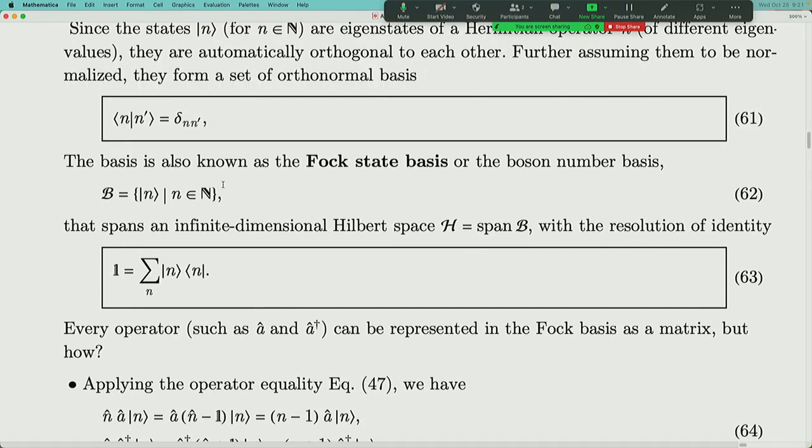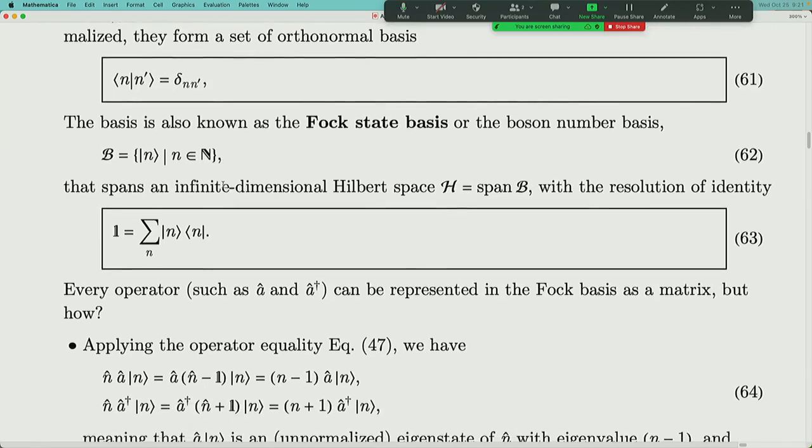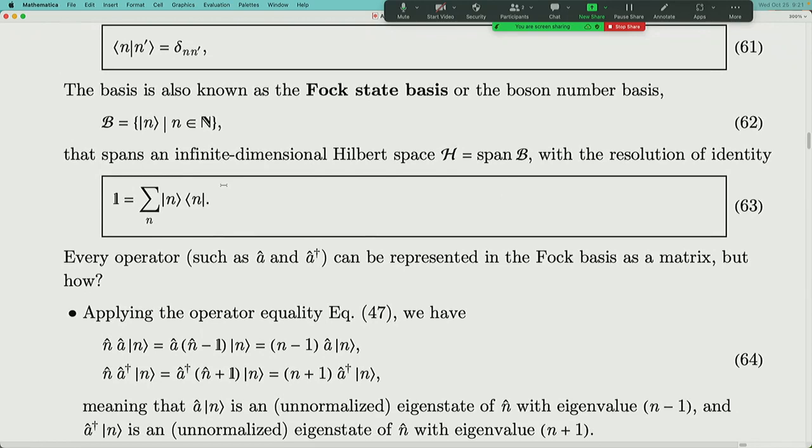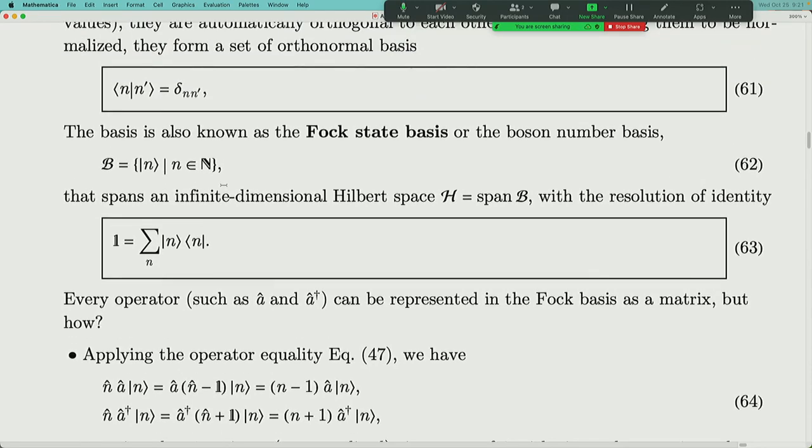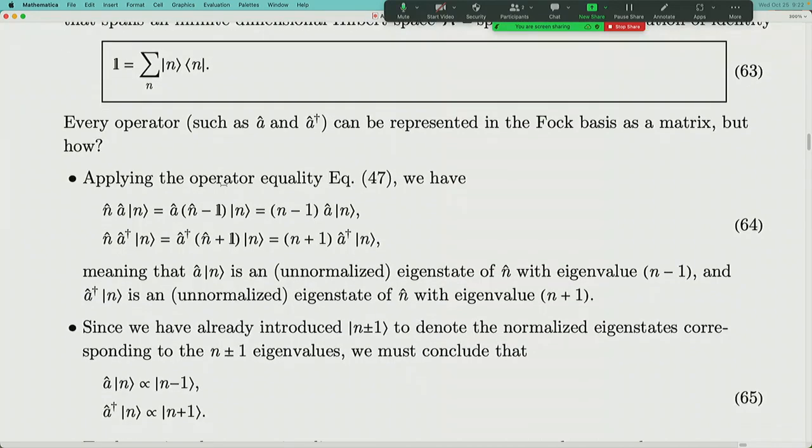The identity operator in this space can still be written as a projection operator of each eigenstate and then summing over all of them. So that identity resolution allows us to decompose, for example, different states into the number basis, boson number basis. So this is the definition of this eigenbasis of the number operator. They actually form a complete set of orthonormal bases for the whole infinite dimensional Hilbert space of a harmonic oscillator. But we are more curious about how to connect all different states.